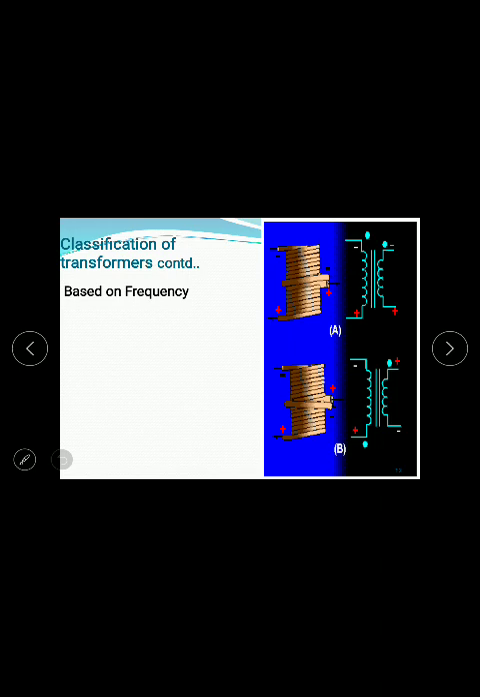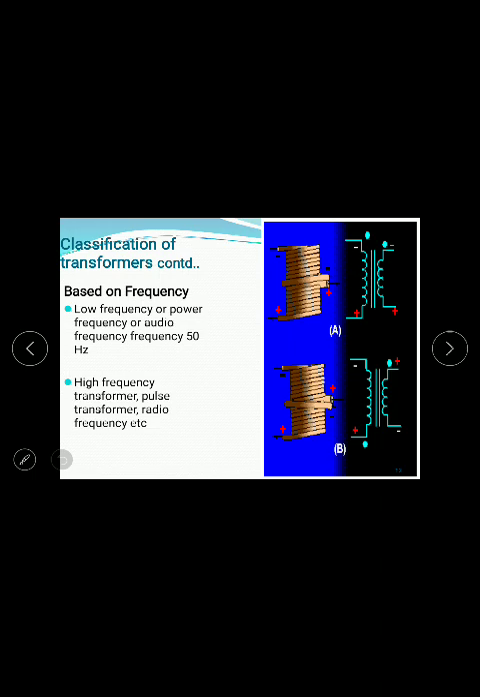Based on frequency, generally the frequency is the same on both sides, primary and secondary. But we can also change the frequency by using transformers. So based on frequency, we can classify the transformers: low frequency, or power frequency, or audio frequency, which is 50 Hz; and high frequency transformer, pulse transformer, radio frequency transformer.